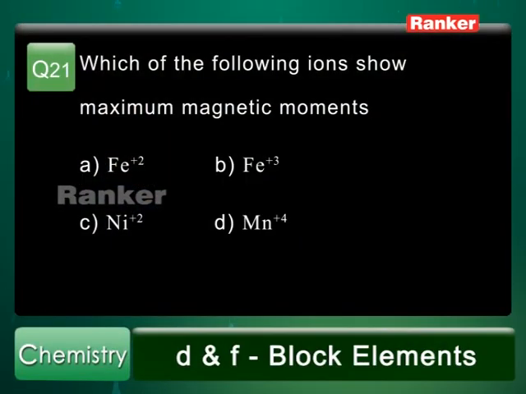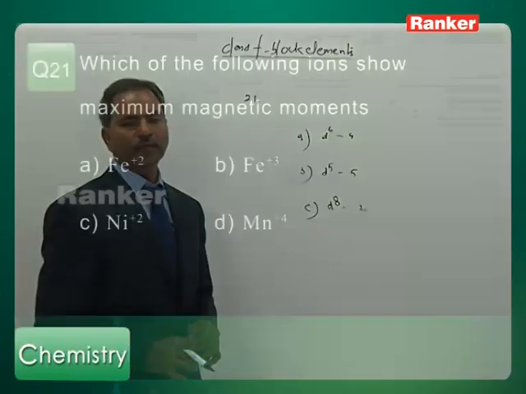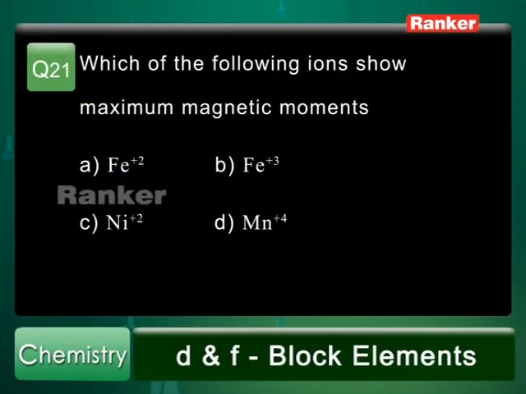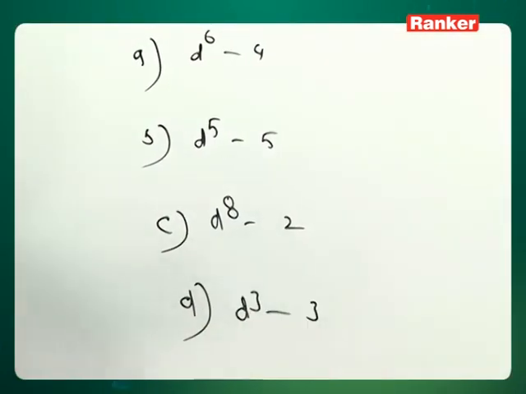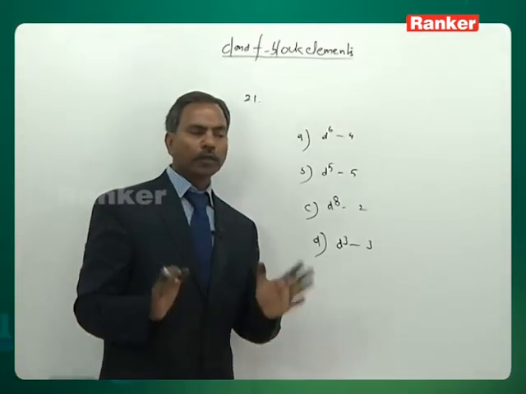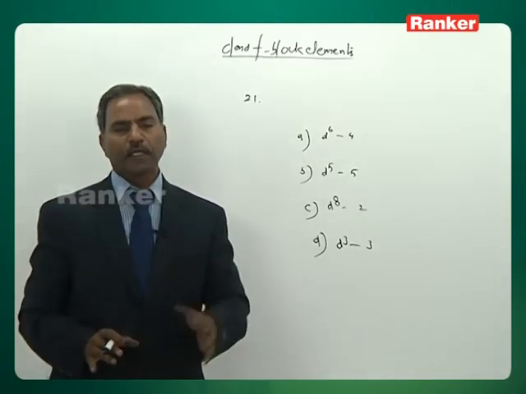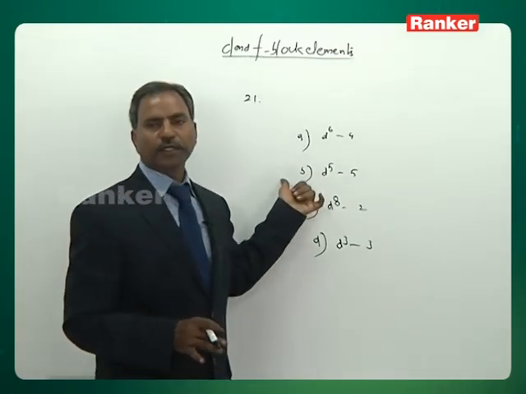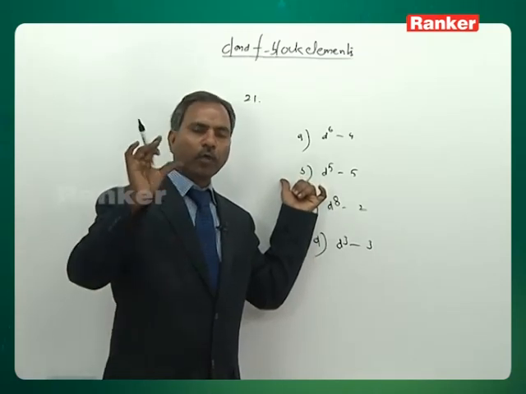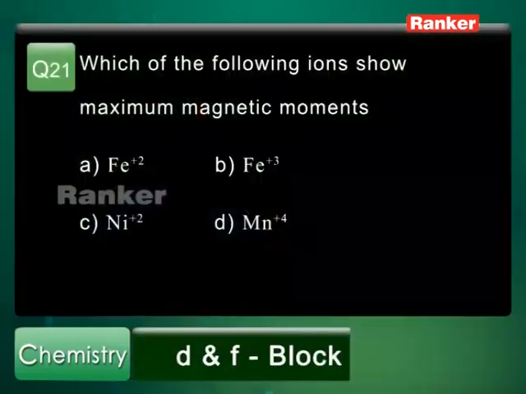Option C, nickel plus 2. Then it is d8 electronic configuration, only 2 unpaired electrons. Mn plus 4 is actually d3 configuration, 3 unpaired electrons. Check it: to see the magnetic moment, you have to check the number of unpaired electrons. Among the given options, Fe plus 3 is d5 configuration, carrying the most unpaired electrons, so it will exhibit the highest magnetic moment. So option B is correct.